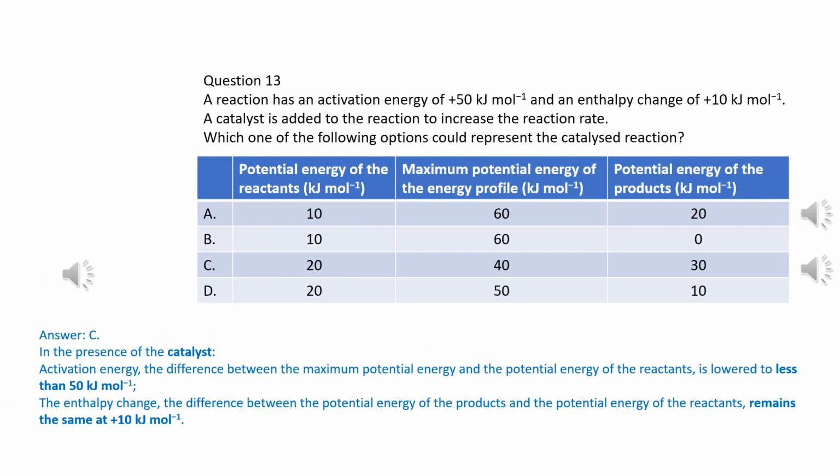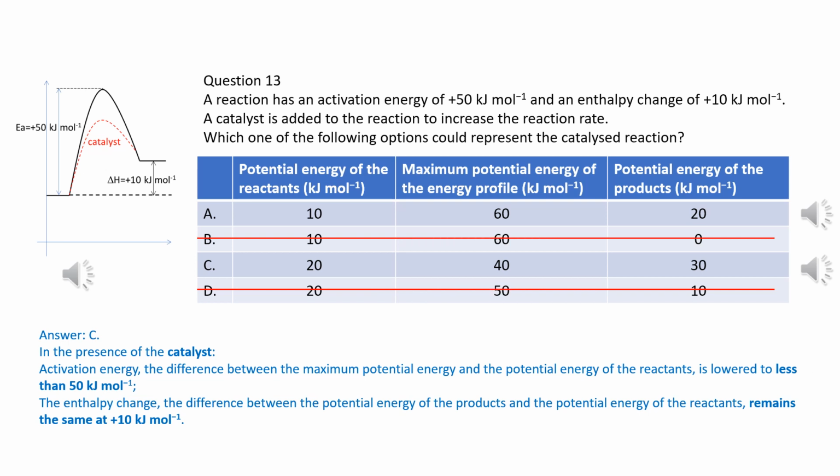This question assesses the role of a catalyst. A catalyst cannot change the reaction enthalpy but lowers the activation energy. Without a catalyst, the reaction enthalpy is +10, and the activation energy is +50. A reaction enthalpy of +10 means that the potential energy of the products is 10 units higher than that of the reactants. Therefore, options B and D are ruled out. Only options A and C proceed to the next round of consideration.